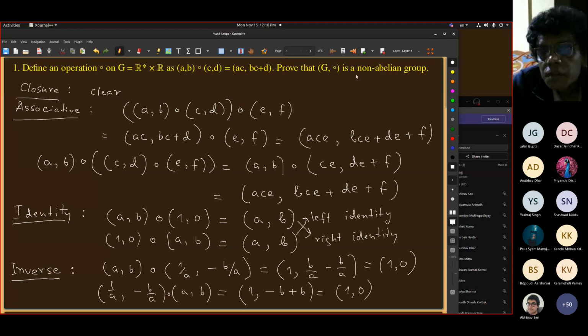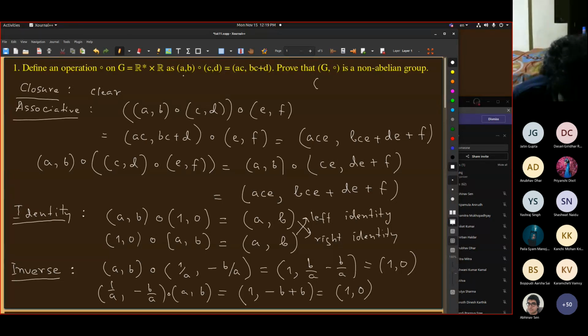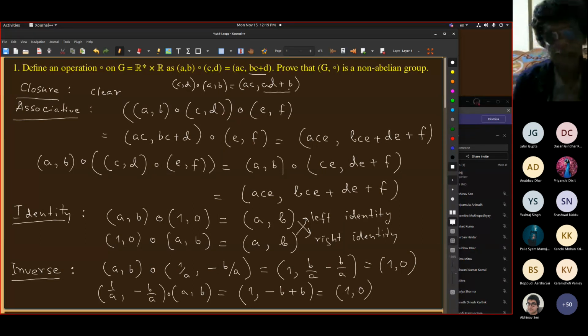So the only thing we have to show is that this is not a commutative group. That is fairly straightforward, right? So this quantity is this, whereas if I multiply C, D with A comma B, the first component will remain the same, AC. The second component will become AD plus B. So these two expressions are different, so you can plug in some values for A, B, C, D and show that these two things turn out to be unequal.